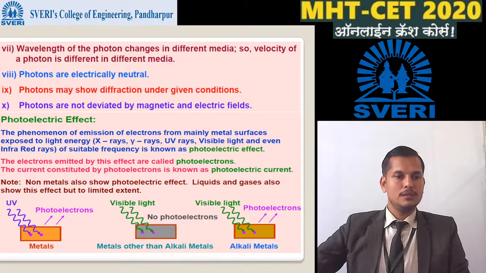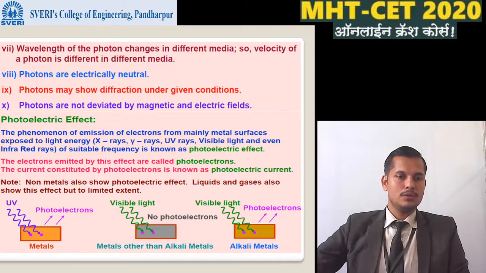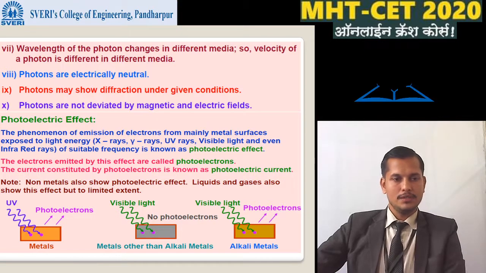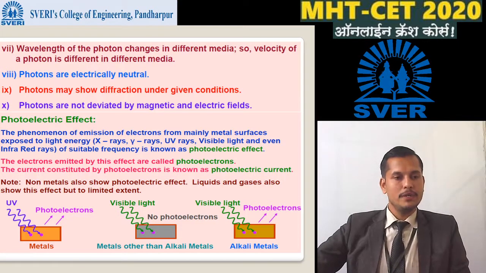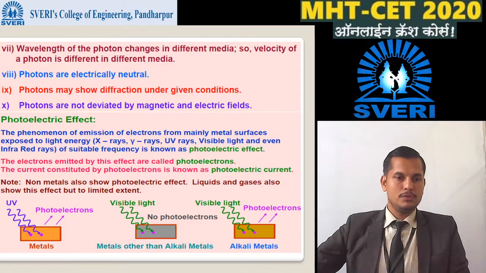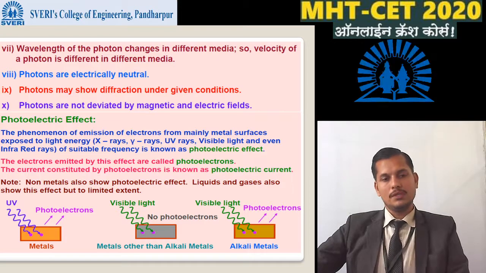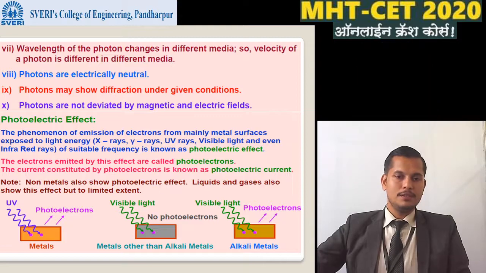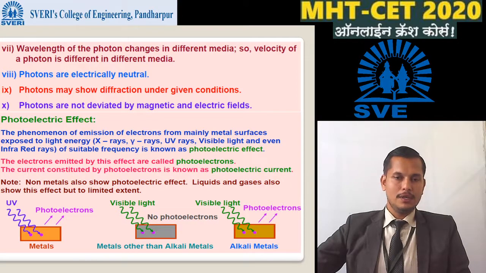The current constituted by photoelectrons is known as photoelectric current. So non-metals also show photoelectric effect. Liquids and gases also show this effect, but to limited extent. So in figure, we can check ultraviolet light exposed to metals. We are getting photoelectrons. Then metals other than alkali metals, if we expose them to visible light, we are not getting photoelectrons. Then visible light exposed to alkali metals, then we can get these photoelectrons.